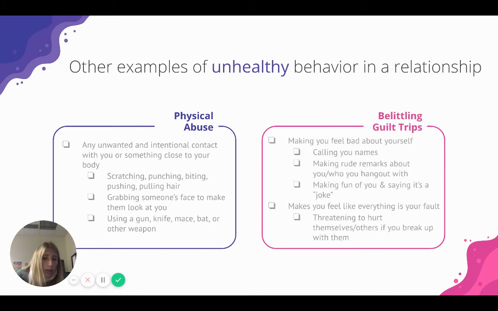And then also something that can happen that's a negative trait is belittling or guilt trips. So maybe they're making you feel bad about yourself, calling you names, making rude remarks about who you are or who you hang out with. Maybe they're making fun of you and saying it's a joke, but they're making a joke about the same thing repeatedly. And then a lot of times they'll be making it seem like everything's your fault. A lot of times in relationships, we'll see people threatening to hurt themselves or others if you break up with them. So they're kind of guilt tripping you into staying with them. These are all some examples of unhealthy behaviors.